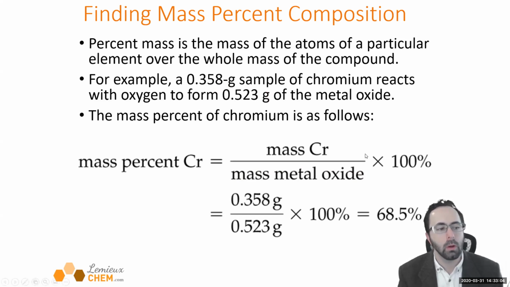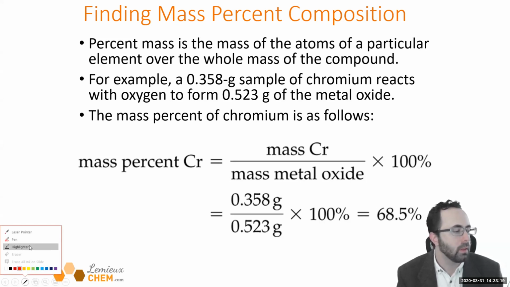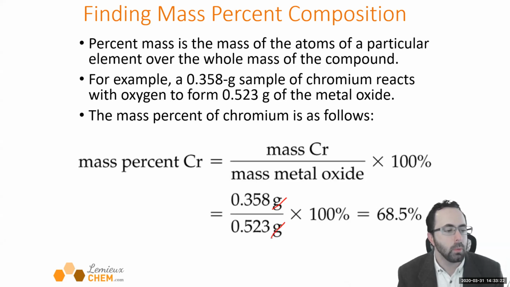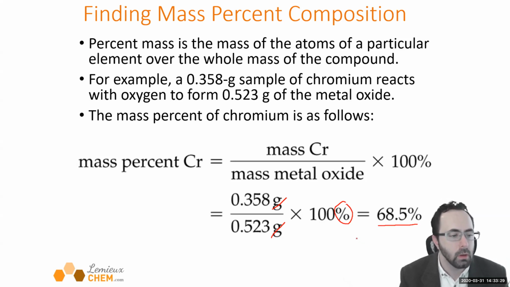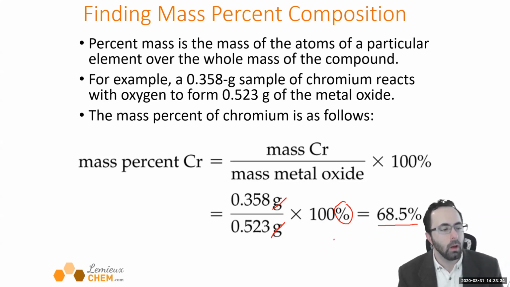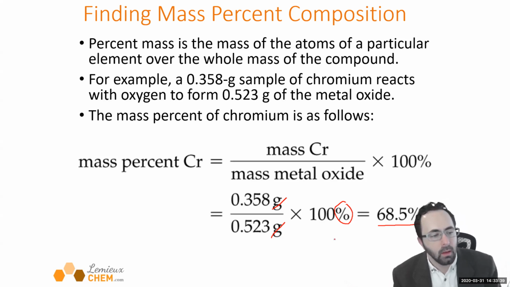And then if you ever want to turn a fraction into a percentage, you just multiply by 100%. Remember, 100% means 100 per 100, so you can always multiply by it. Notice here that our gram units are going to cancel. So the gram units cancel, but we keep our unit of percent here. Okay, so we have percent. We get 68.5% here.